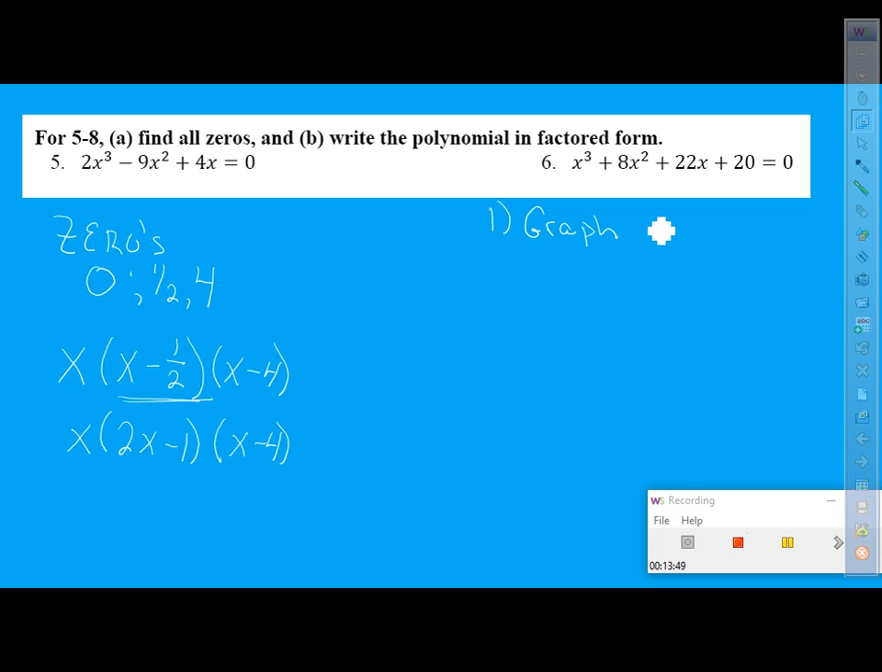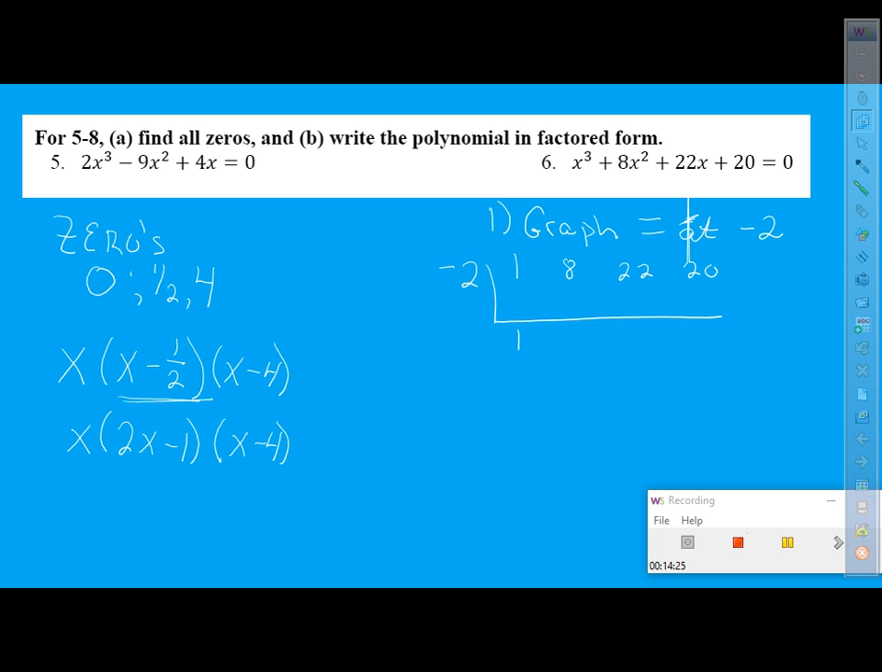When I graphed this earlier, I got that it's going to cross the x-axis at -2. The rest of them were ugly. They were either imaginary or they're going to come out to be decimals. So the one good answer was -2, so we're doing just what we did last time. Now I'm going to use synthetic division. I'm going to place that -2 on the outside. I'm going to go 1, 8, 22, and 20.